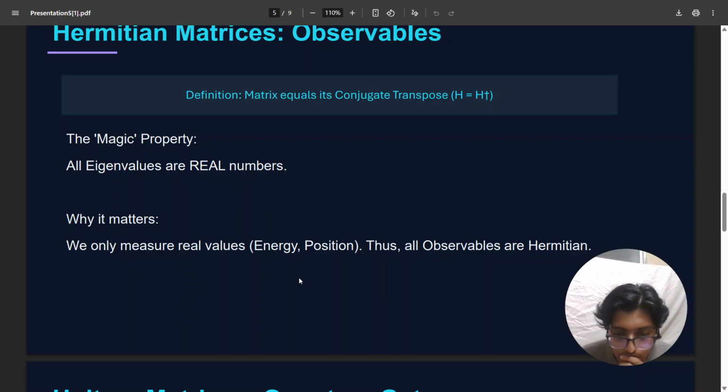Hermitian matrices. This leads us directly to our next topic. If the eigenvalue represents the result of a measurement, there is a strict rule it must follow. It must be a real number. We cannot measure 2i meters of distance or 3i joules of energy. Our instruments only read real numbers. So we need a special type of matrix that guarantees its eigenvalues will always be real, no matter what.